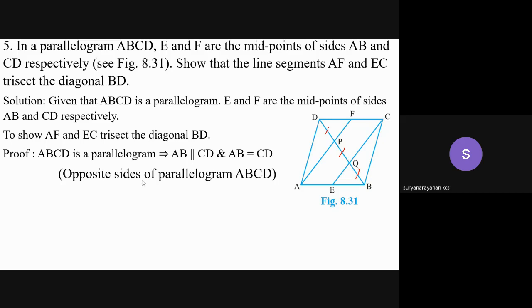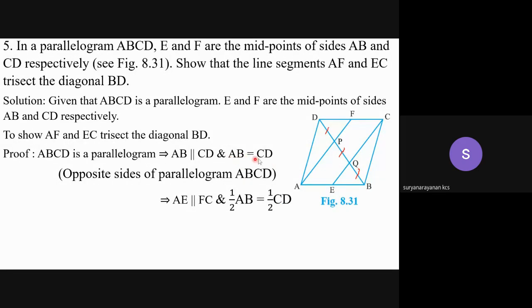Yes, my children. These two sides are opposite sides of the parallelogram. Similarly, AE is parallel to FC, and half of AB is equal to half of CD. Here AE is a part of the side AB and FC is a part of the line segment CD. So we can say that AE is parallel to FC and half of AB is equal to half of CD, because we have AB is equal to CD.